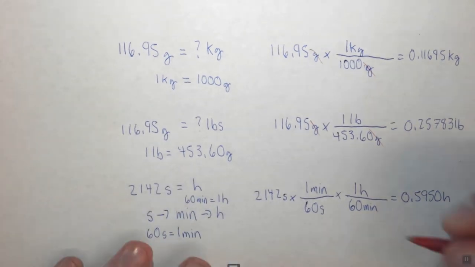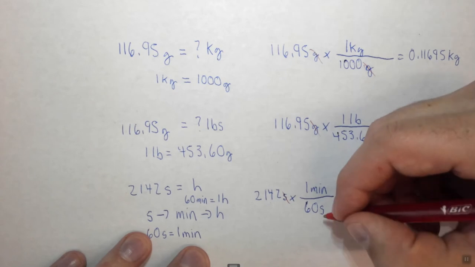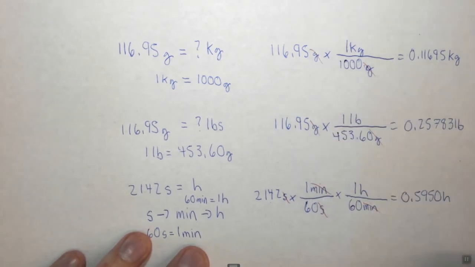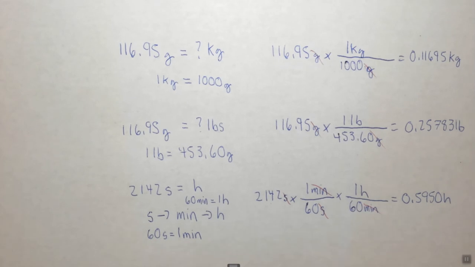Again with units, we notice we have seconds on the top, cancels out with seconds on the bottom, minutes on the top, cancels out with minutes on the bottom, and we are left with hours.